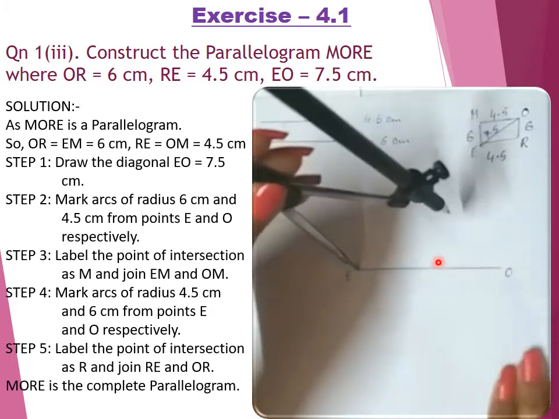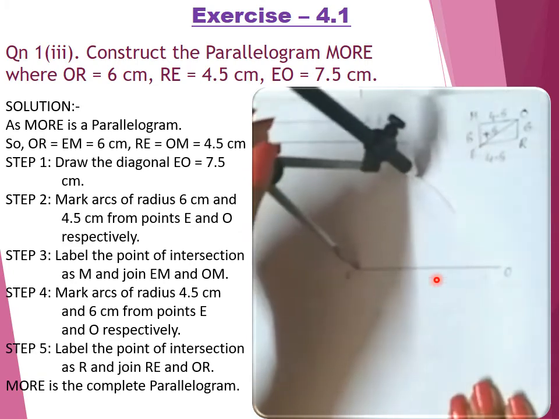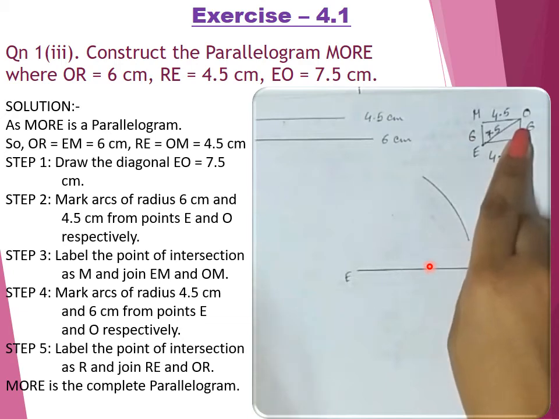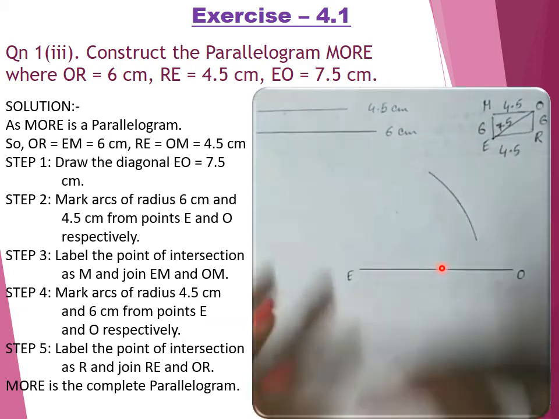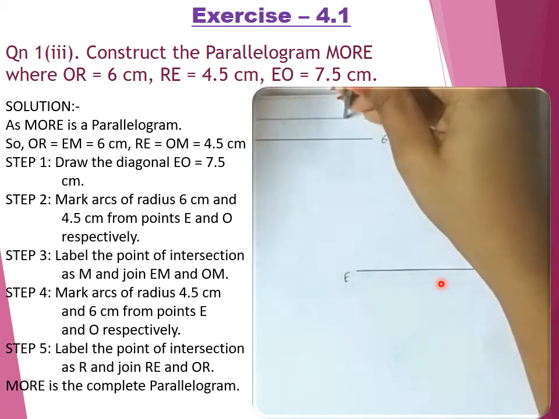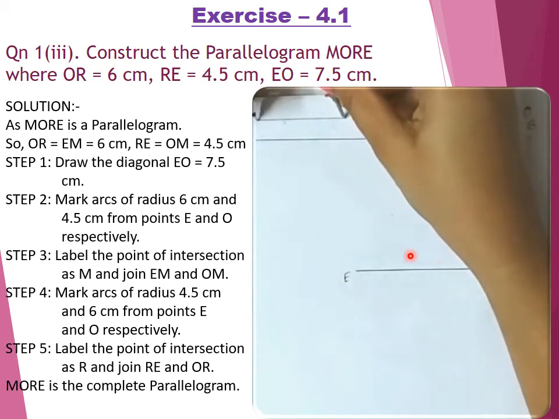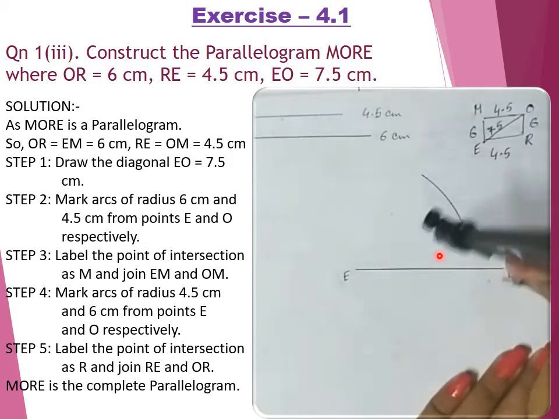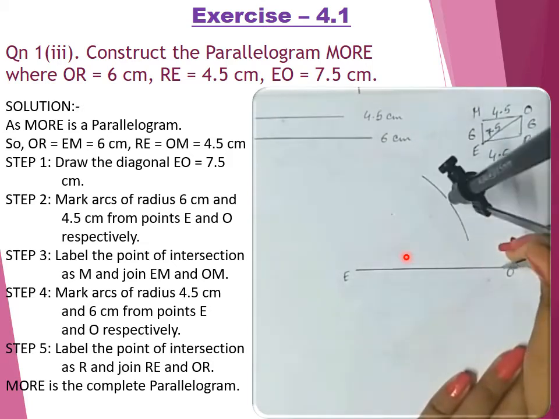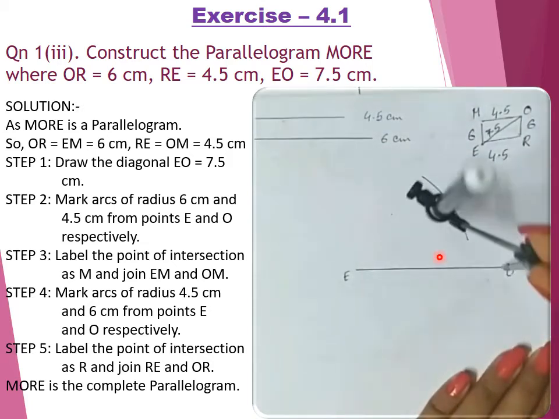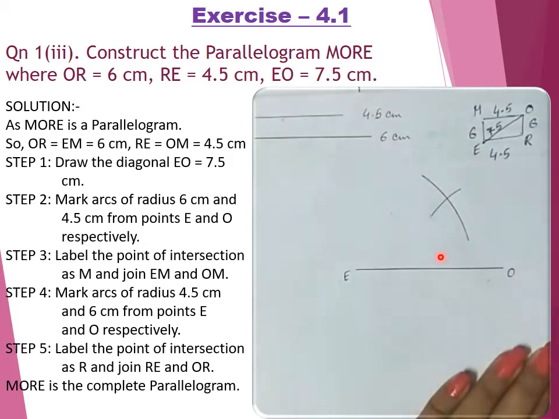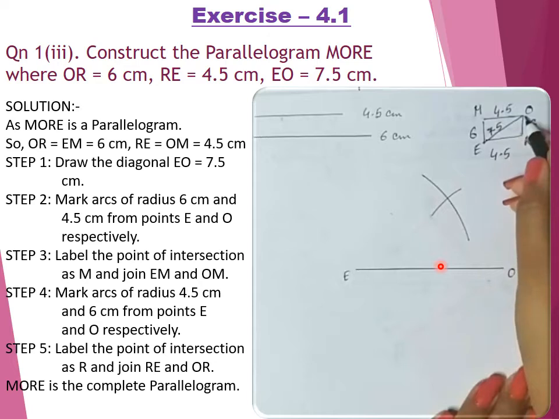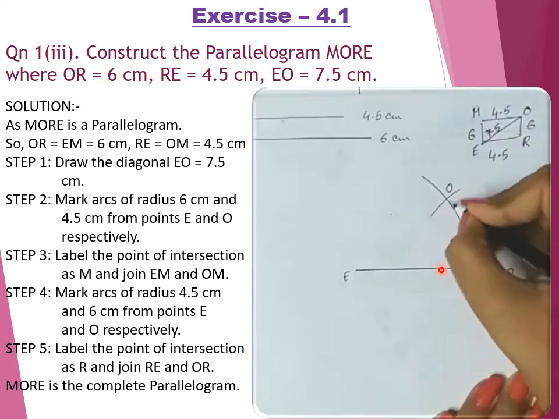So we'll draw an arc as such. And again, MO is 4.5 centimeter. So we'll take an arc radius of 4.5 centimeter, which I have already drawn beforehand, and mark an arc from point O. The point of intersection here will be marked as O according to the question.